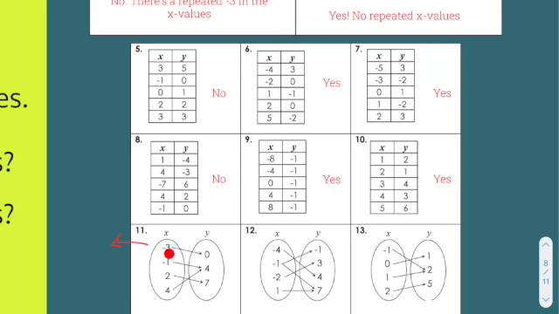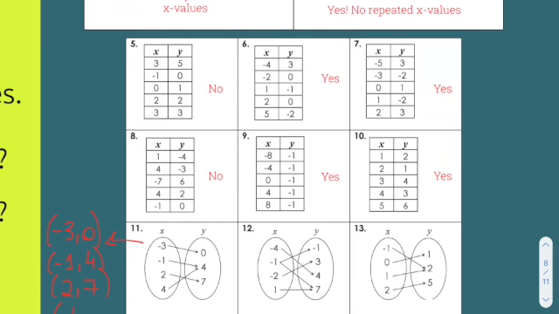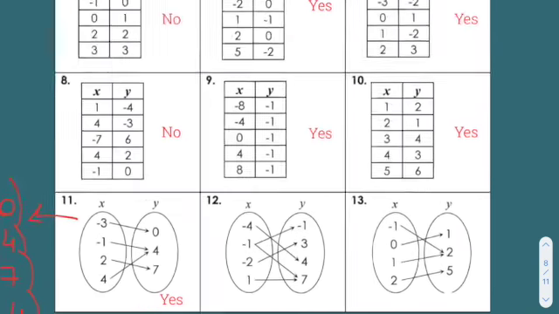So you can see that -3 on the x is connected to 0 on the y. This means that we have 1 point -3, 0. The other point would be -1, 4. The other point would be 2, 7. So we would have the point 2, 7. And we would have the point 4, 4 as the last point of this relation. Is this relation a function? Do they repeat the x values? No, the x values are not repeated. Therefore, yes, this is a function.